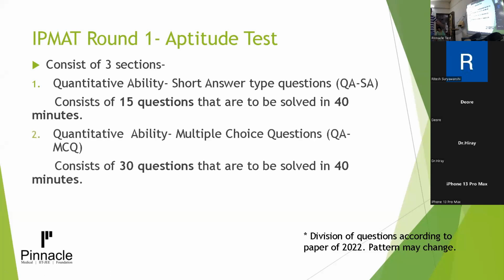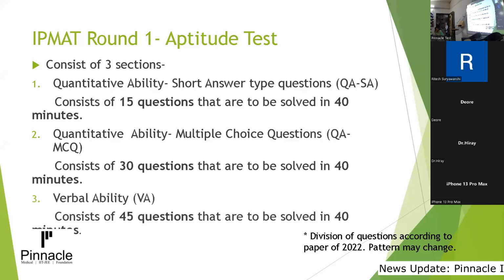Second one is QA MCQ. First of all, it has 15 questions. You have to solve it in 40 minutes. Here you will have the MCQs. You have to select the correct option and solve it. One catch over here is that for the first section, you do not have any negative marking. But for the second and third section, as you have MCQs, your marking is +4 -1.